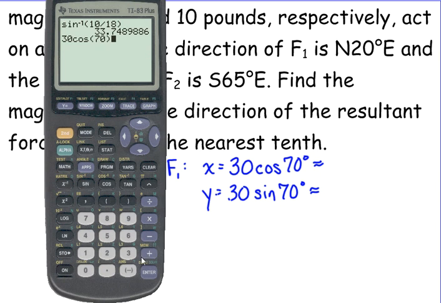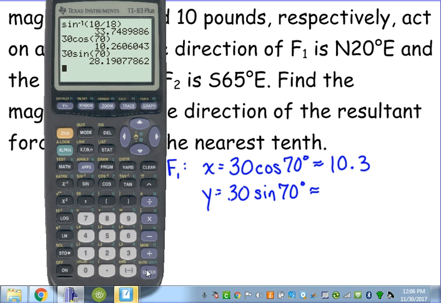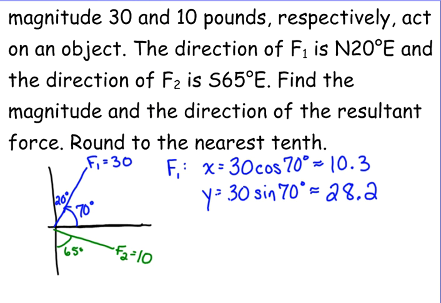Make sure we're in degree mode. 30 sine 70. Okay, that gives us the y. So round to the nearest tenth, let's go with 10.3 and 28.2. Those are the components of force 1. Again, make sure it makes sense. Force 1 is only 20 degrees from north, so it should be more vertical than it is horizontal. The y component is bigger than the x component because it's closer to vertical.